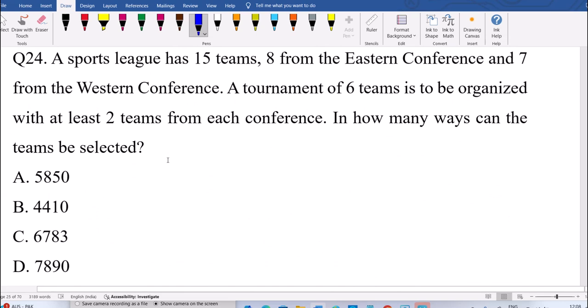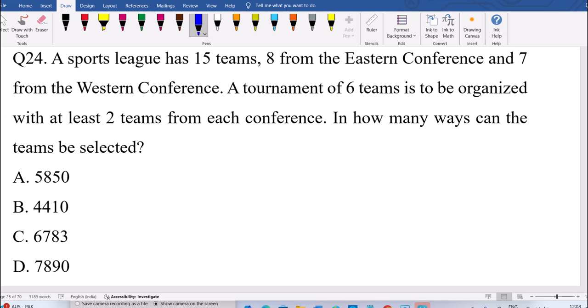Now series 24. Permutations and combinations. One question on complexity of permutation and combination we discussed, and one question related to probability we discussed. Now this is again a selection, permutation and combination related question. Everyone go through this question once.